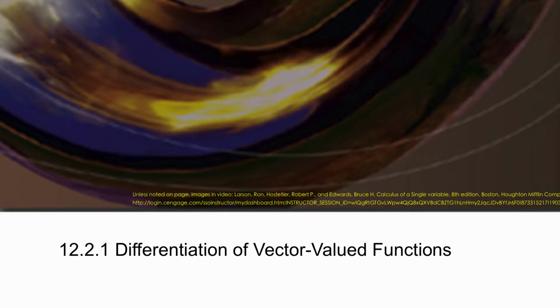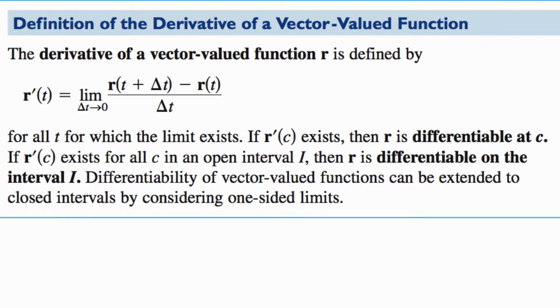Let's look at differentiation of vector valued functions. We define the derivative of a vector, r prime of t, to be the limit as delta t approaches 0 of r of t plus delta t minus r of t over delta t, for all t. If r prime of t exists, then r is differentiable.